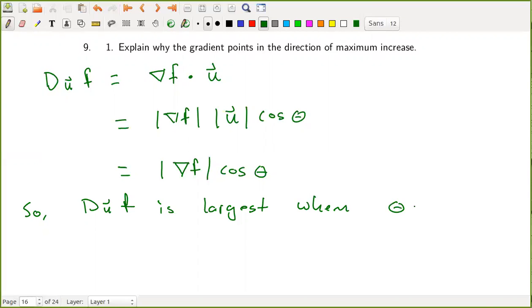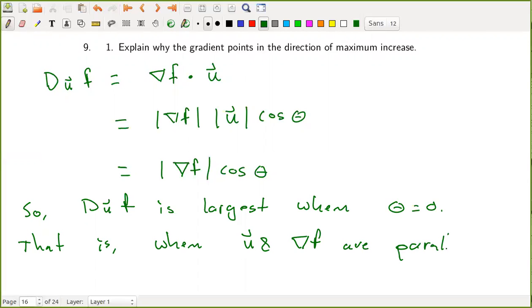when theta is equal to 0. That is, when u and the gradient of f are parallel. In other words, when u and the gradient of f are multiples of each other.